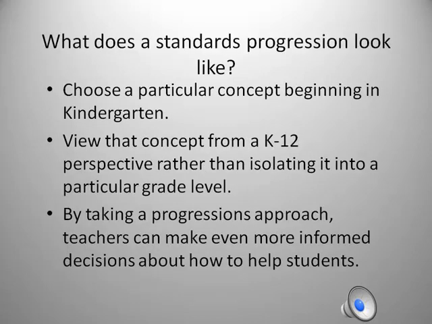How does one adopt a view of mathematics that spans across grade levels? The easiest way to do so is to think about the trajectory in which your students have started and will continue to be on during their educational experience. What does a standards progression look like? Choose a particular concept beginning in kindergarten. View that concept from a K through 12 perspective rather than isolating it into a particular grade level. By taking a progressions approach, teachers can make even more informed decisions about how to help students.